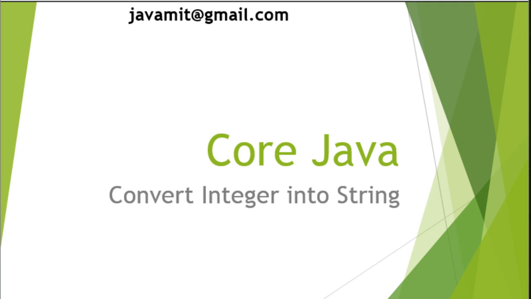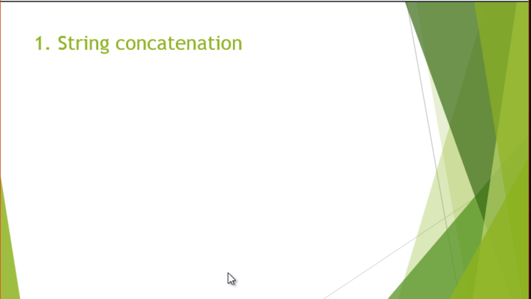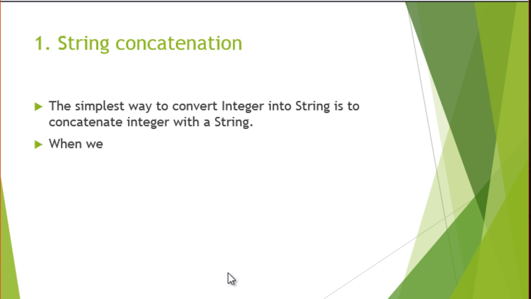In this video session, we will learn how we can convert an integer into string. There are different ways to convert integer into string. The number one is string concatenation. We can convert an integer by concatenating a string with an integer.